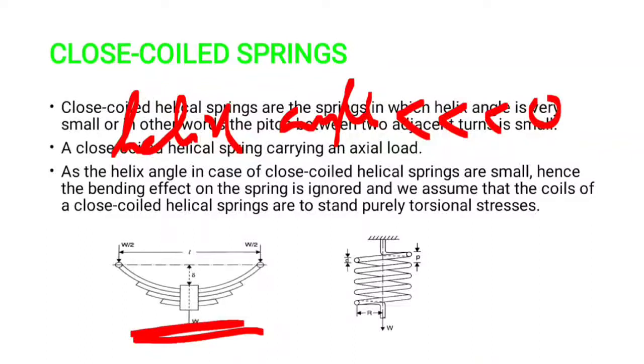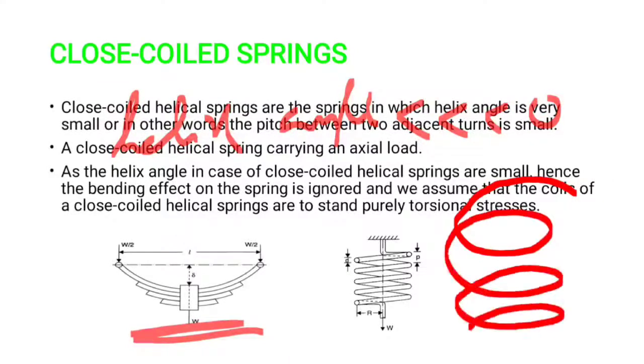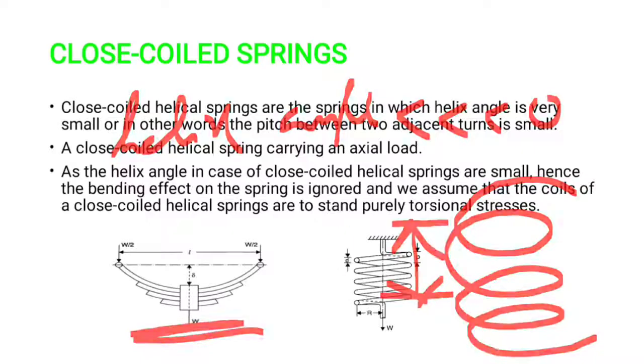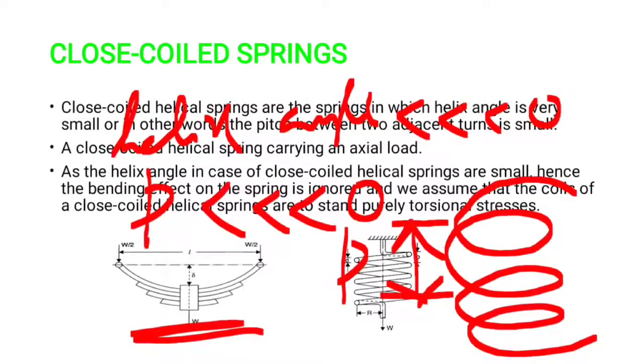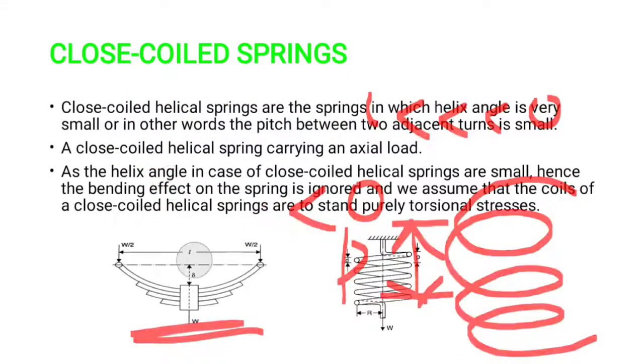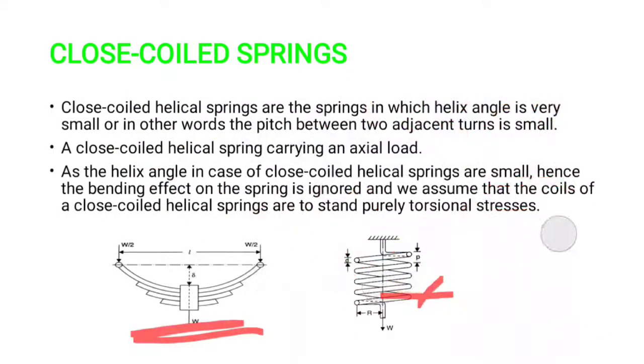In other words, we can talk about the pitch between two adjacent turns. This is one turn, this is one turn, this is one turn. The distance between the turns is called the pitch. The pitch is also very small for close coiled helical springs. A close coiled helical spring carries axial load. We hear the word axial load many times: the load passing through the axis is called axial load.